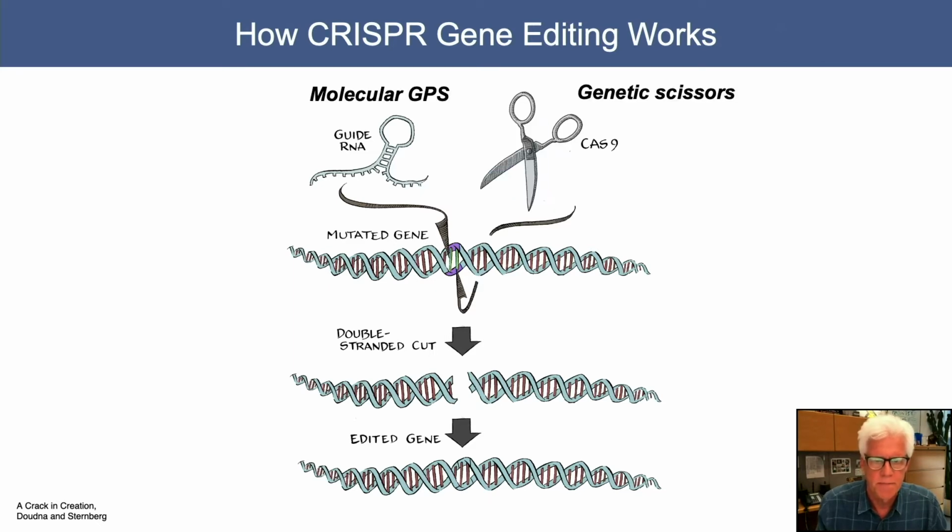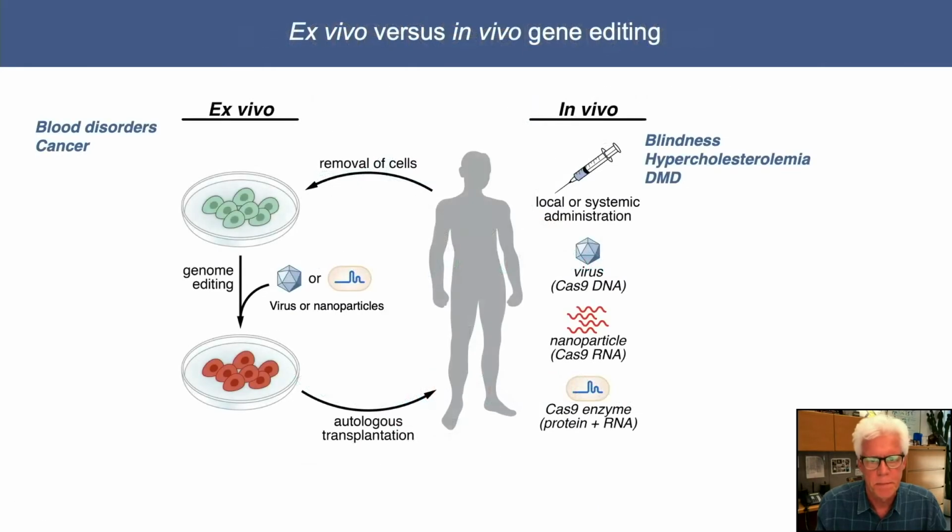Next slide, please. So you can think about the guide RNA essentially as a molecular GPS device. It can be programmed with high specificity to recognize sequences throughout the 3 billion letters of the DNA code in every cell in the human body. And it can deliver the Cas9 or the genetic scissors to that DNA target sequence where it can edit that sequence. Next slide, please.